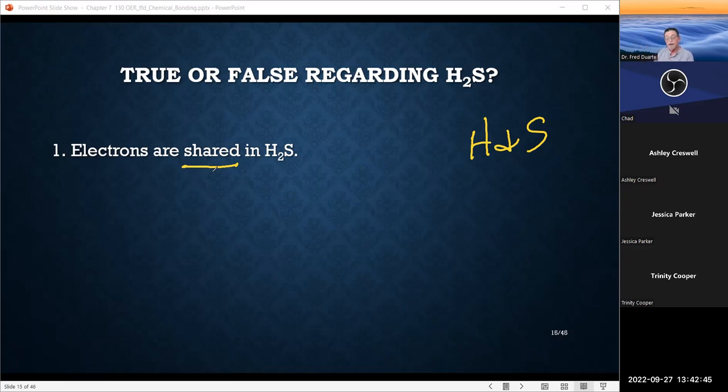And if they're covalent, what's the requirement for covalent? A non-metal and non-metal combination. Hydrogen's a non-metal, sulfur's a non-metal. So this would be true. Okay, this statement would be a true statement.